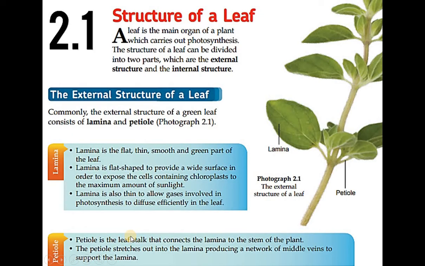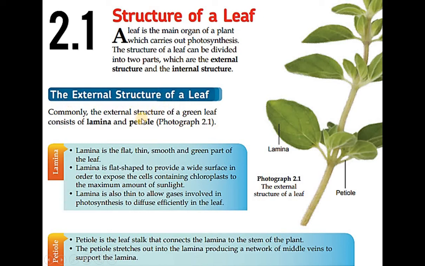Now look at this slide. 2.1 Structure of a leaf. A leaf is the main organ of a plant which carries out photosynthesis. The structure of a leaf can be divided into two parts, which are the external structure and internal structure. We look at the external structure first.